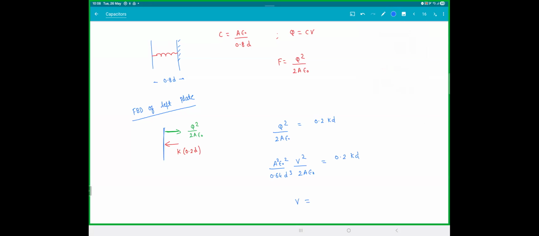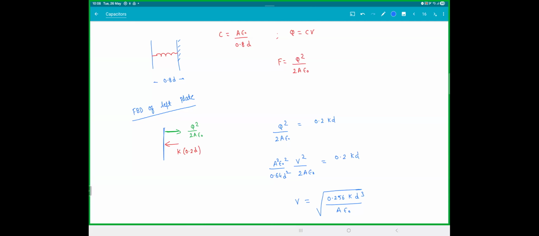So that's 0.2, 0.64, 0.4, 64, 4, 256. So yeah, I'll leave it to you. You got it. Clear this. 0.256 K d square, d cube by A epsilon. Something like this. Check it out. All clear with this?